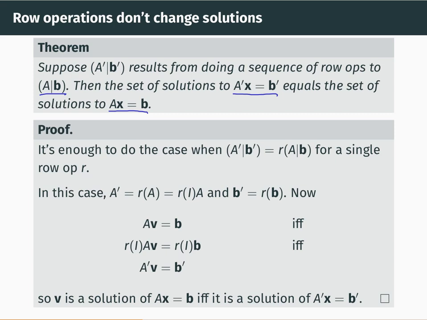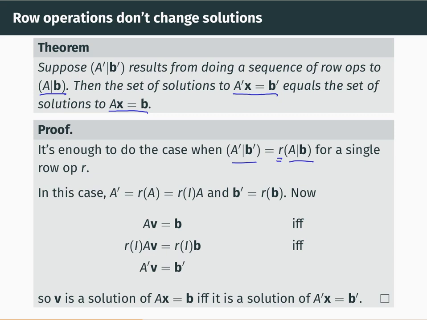Luckily for us, we know about the effect of row operations on a matrix. We know we can express that effect as being the same as multiplying on the left by an appropriate elementary matrix, and that's going to be the thing that we use to make the proof work. Let's talk through the proof now. As I said, it's enough to do the case when A prime B prime arises by doing a single row op R to the original augmented matrix AB.